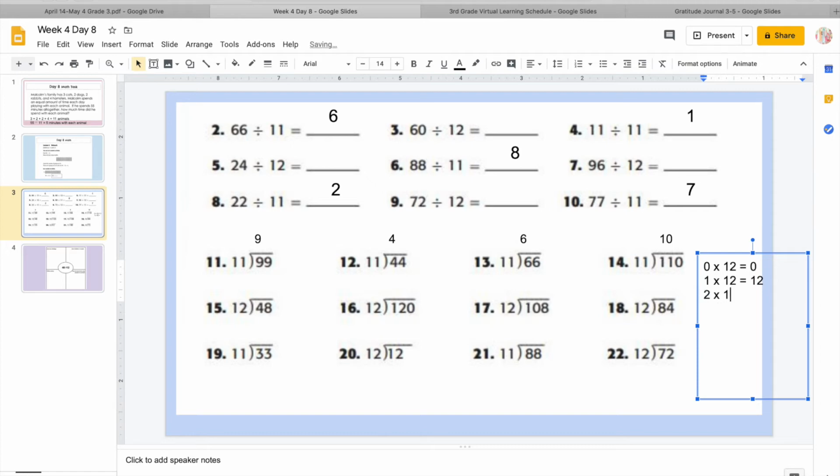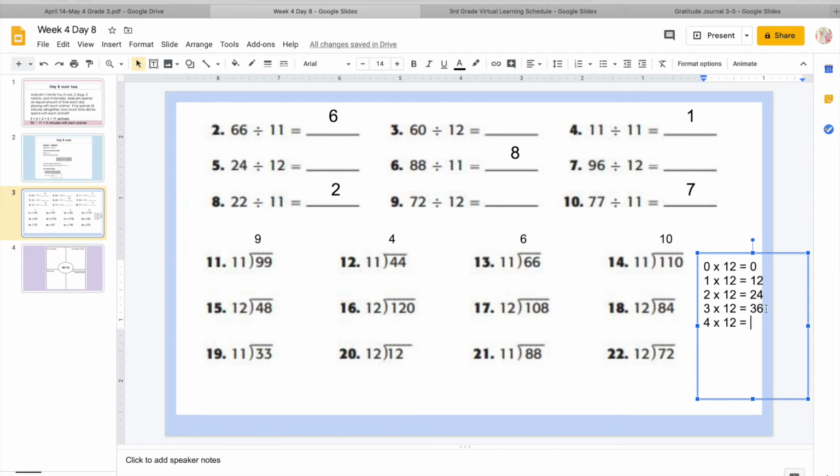Then I'm going to multiply 2 times 12. And I know I'm going to add 12 to this 12 I already have. So 12 plus 12, put 12 in my head. 13, 14, 15, 16, 17, 18, 19, 20, 21, 22, 23, 24. Then I'm going to go to 3 times 12. And I'm going to add 24 plus 12, so 24, 25, 26, 27, 28, 29, 30, 31, 32, 33, 34, 35, 36.